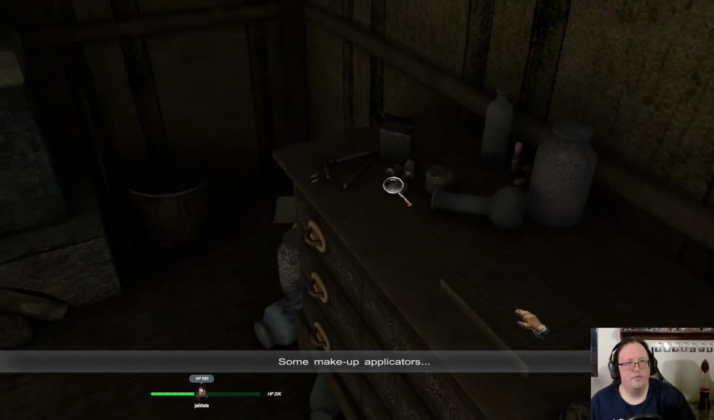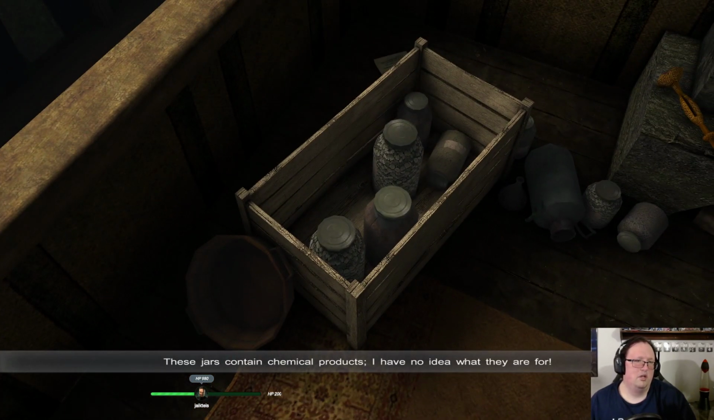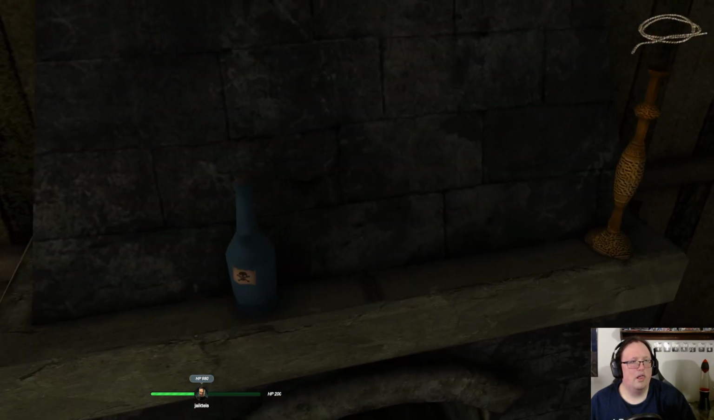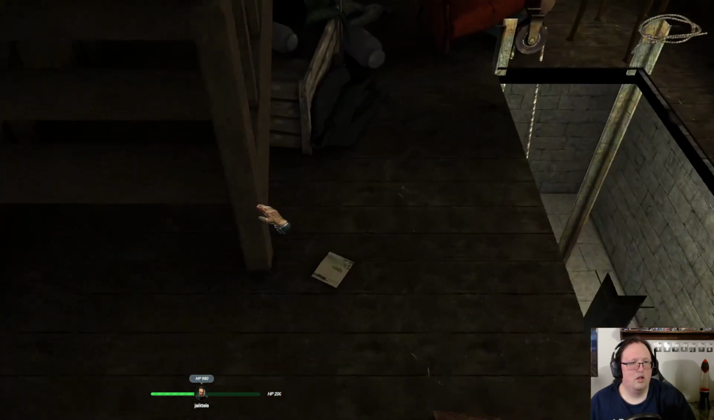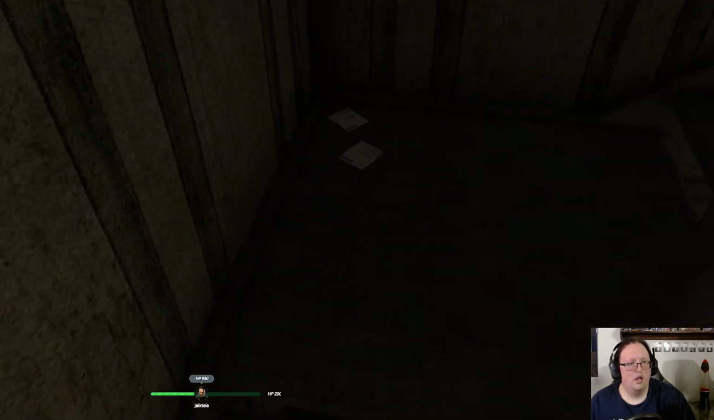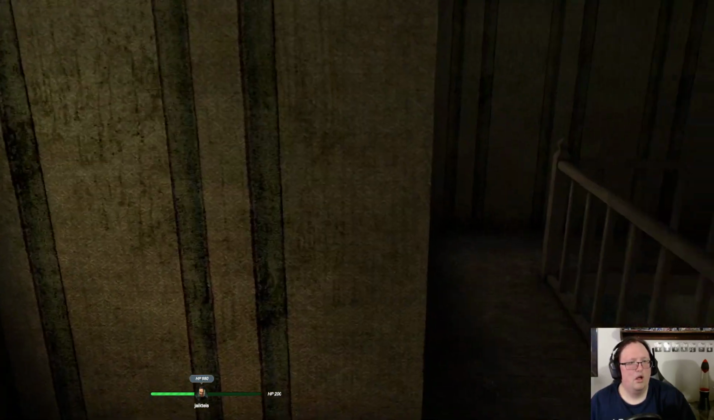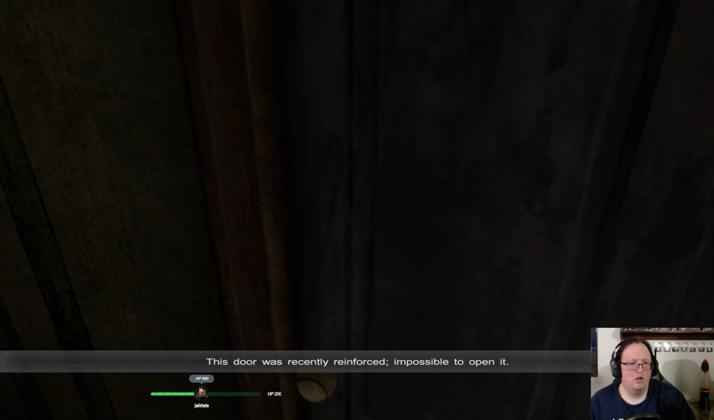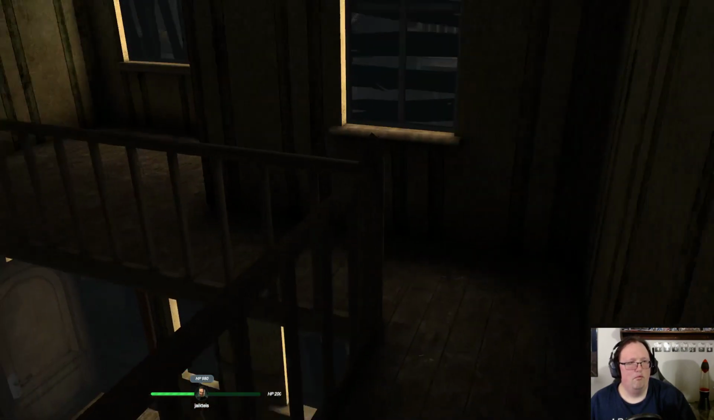Ah, Watson, hello. Some makeup applicators. Makeup applicators? These jars contain chemical products. I have no idea what they are for. Chemicals? A bottle of poison. Closed. Excellent. Now, on to the next step. What's up here? Anything? This door was recently reinforced. Impossible to open it. I see.